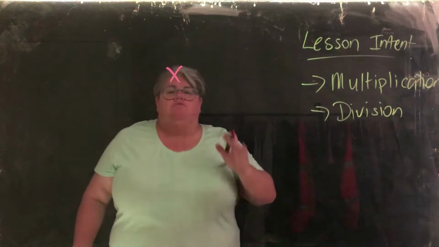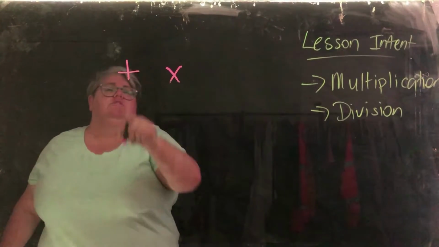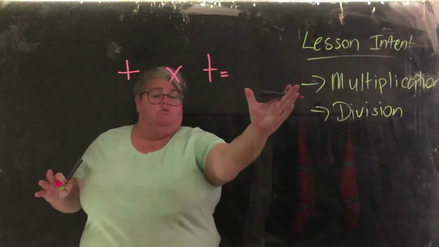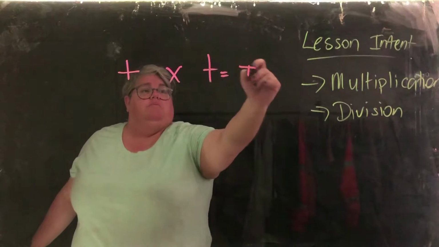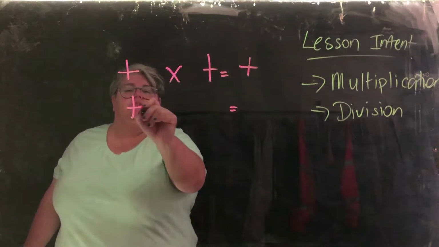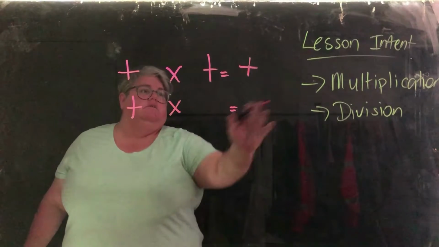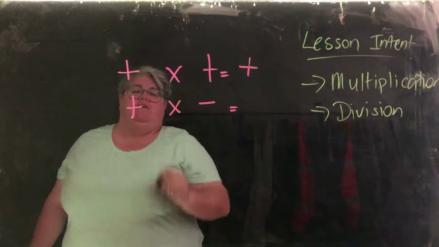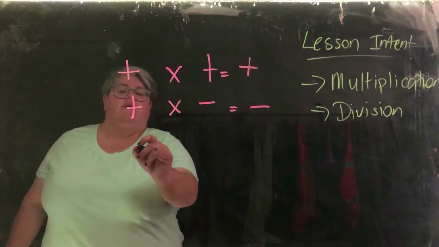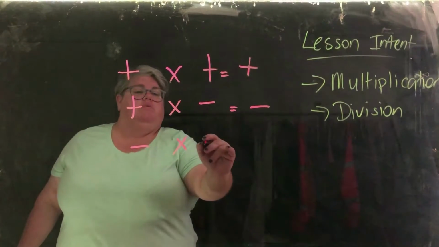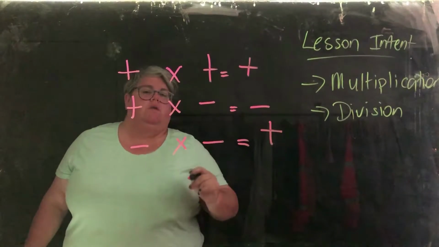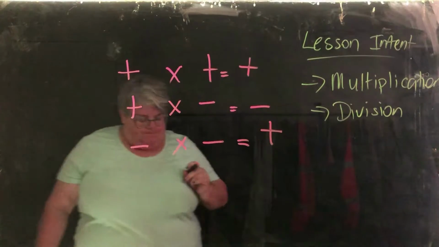So if we have two positive numbers, a positive number here, a positive number here, when we times them together, or multiply, we are going to get a positive number. Similarly, if we have a positive number multiplied by a negative number, we will always get a negative number. If we have a negative multiplied by a negative, we'll always get a positive. And we'll explain that a little bit further.